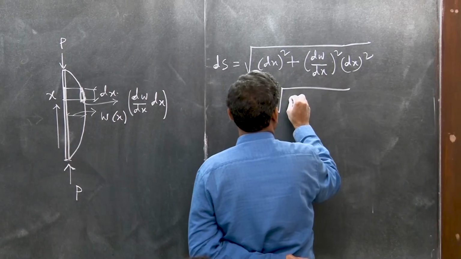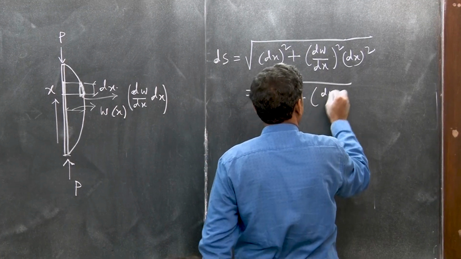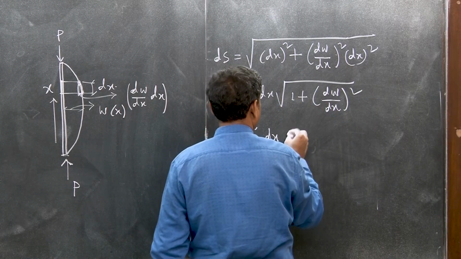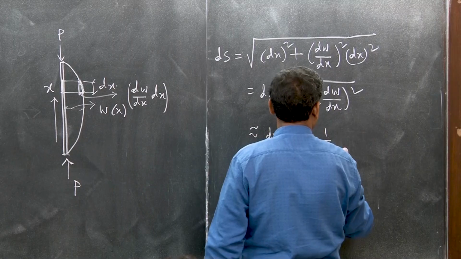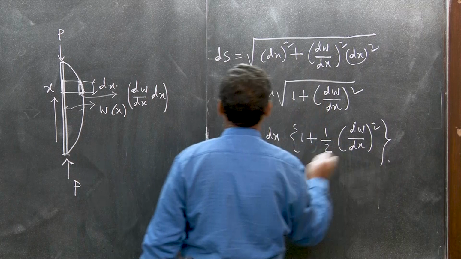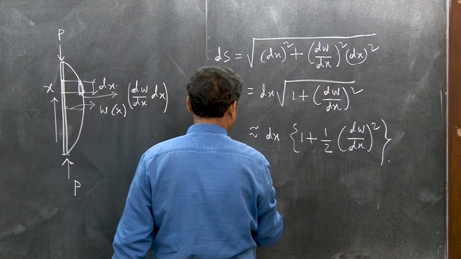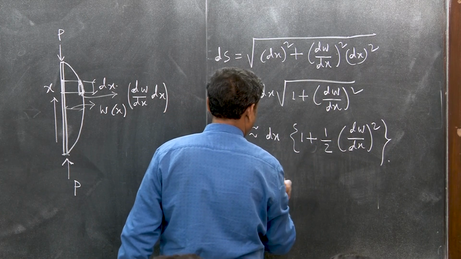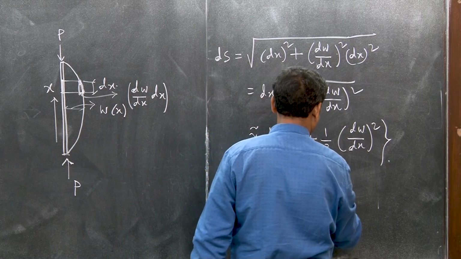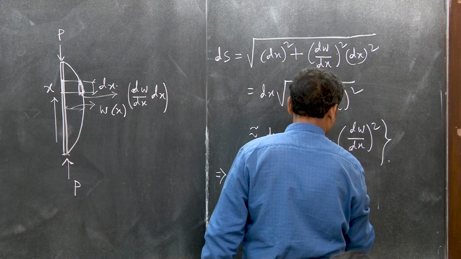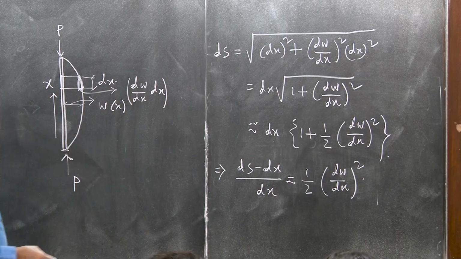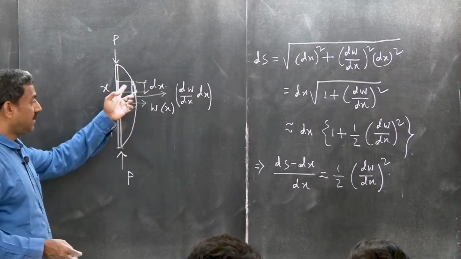So this is dx times the square root of 1 plus (dw/dx) squared, and if I expand it, it is 1 plus half (dw/dx) squared, right. So, (ds minus dx) by dx is equal to what? It is nothing but half (dw/dx) squared, which is nothing but strain, right, strain.